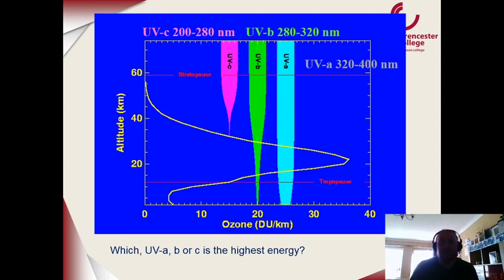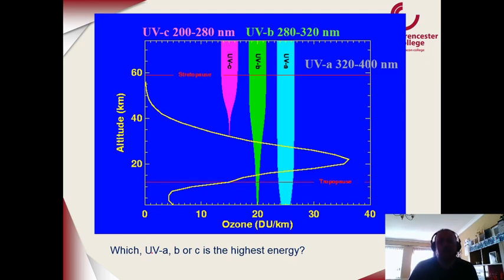UVB, which is 288 nanometers to 320 nanometers, most of that is filtered out by this layer, which is at around 20 kilometers high, and this would be our ozone layer. The really nasty stuff, the UVC, is totally filtered out by the ozone layer. So the big thing is, if there's no ozone layer, we have a big, big problem.